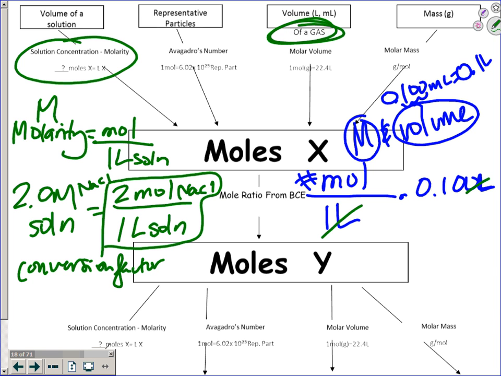I can go to grams and go to the other form of liters, or I can go to Avogadro's number. So molarity is just another way to get us to moles, which is why it's on your mole map. Okay? All right, now we're going to apply this. I'm going to keep repeating this over and over, and you'll get it, okay?